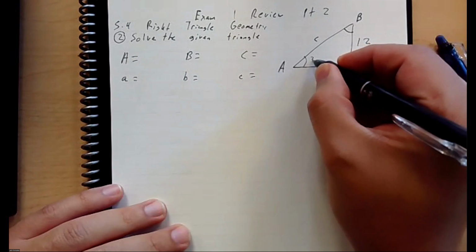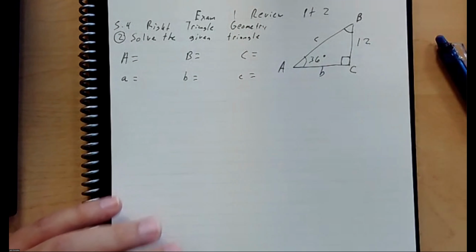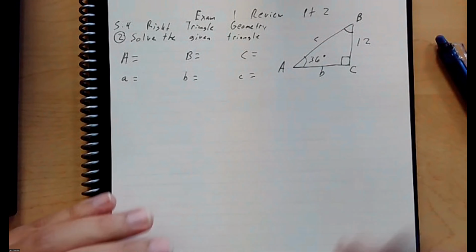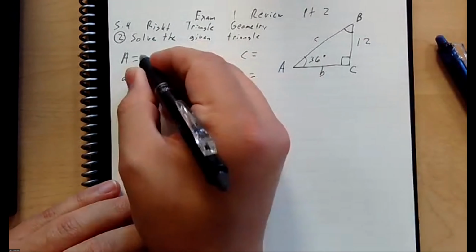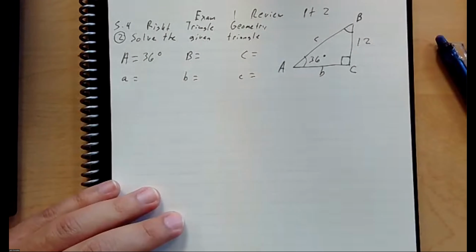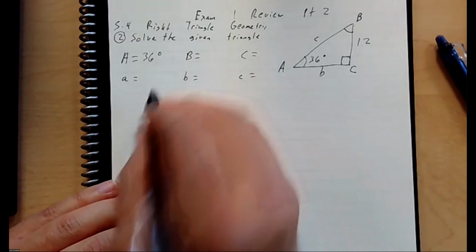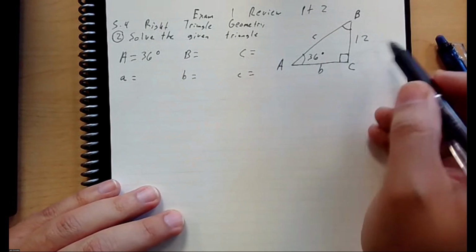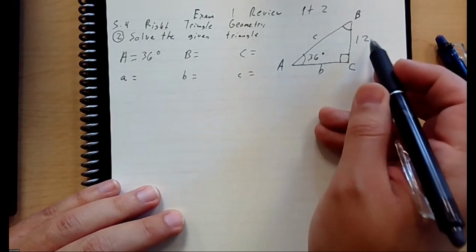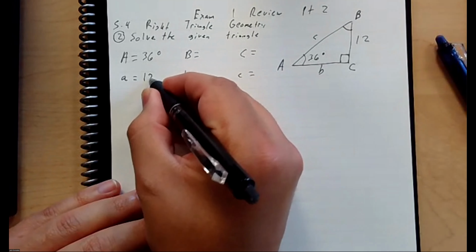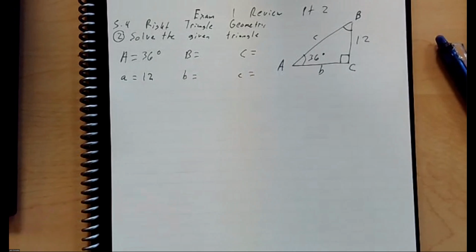Oops, forgot to write the angle. And there's not enough information without that angle. So we have A. We have little a. Remember, the lowercase is the opposite side. Capital, lowercase. Just get into that habit for the next chapter.